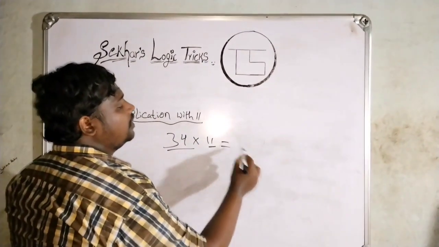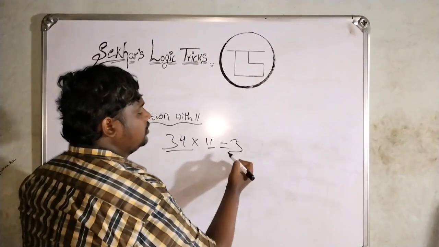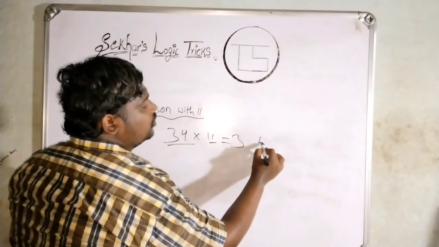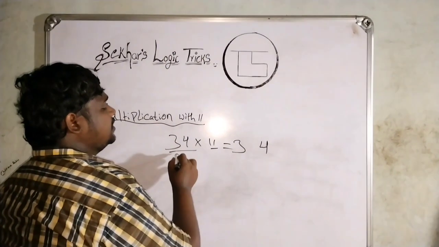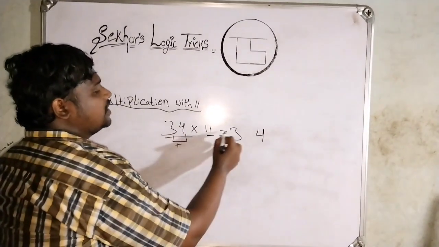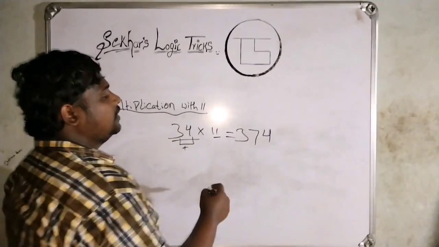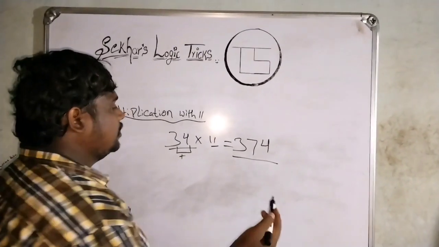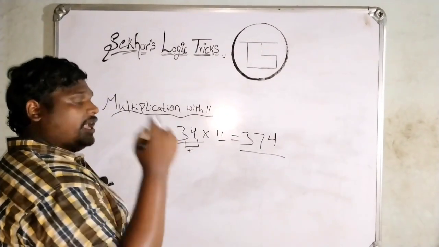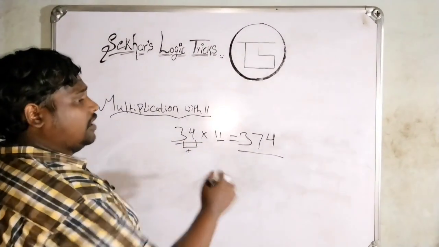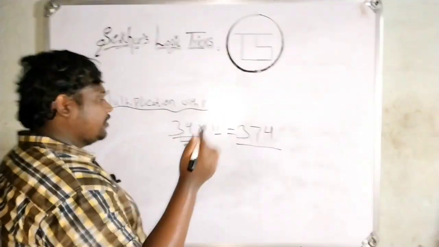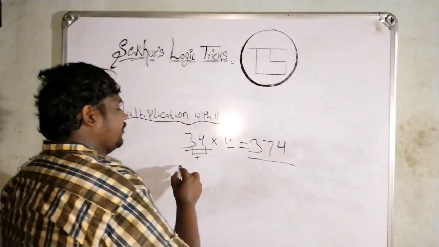It is nothing but placing the tens place value and unit place value, and placing 3 plus 4 in between them. See, that is the answer. In 2-digit multiplication, any number multiplied with 11 is possible like this. Let us check two more examples.